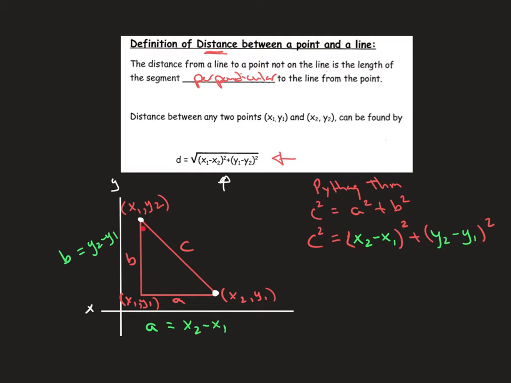The vertical differences can always be measured by just subtracting the y values, and that would be y2 minus y1. So the length of b is y2 minus y1, and b squared is y2 minus y1 squared.